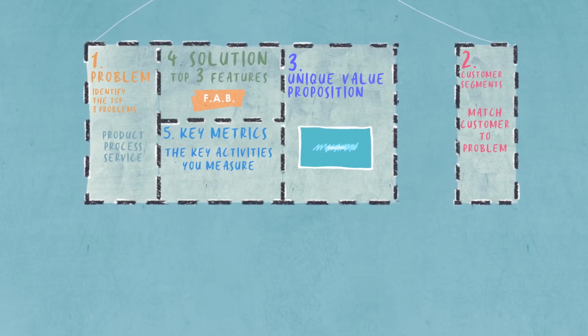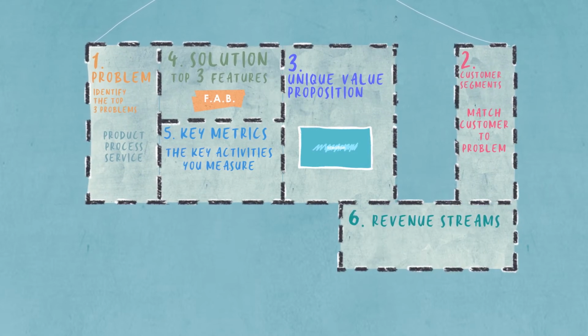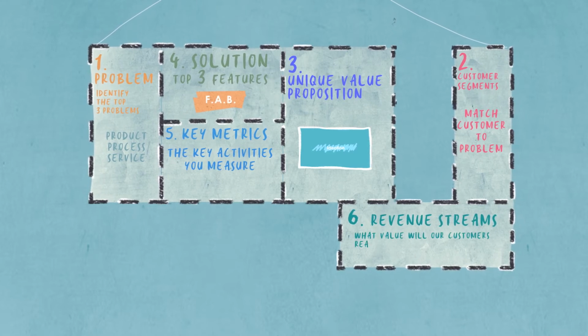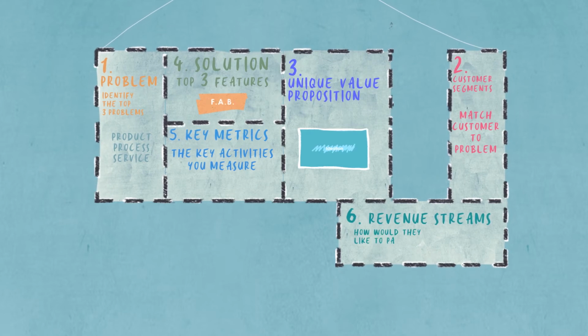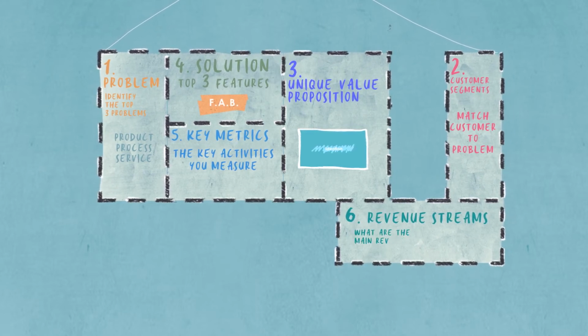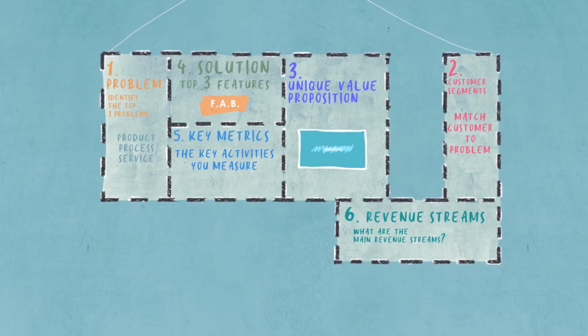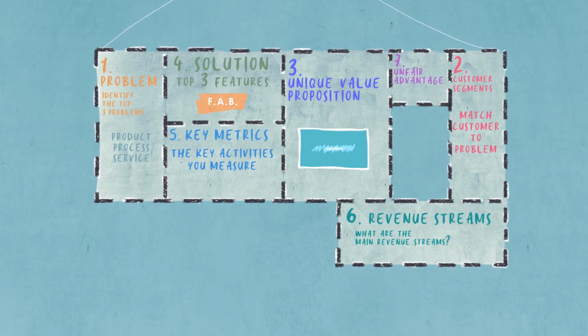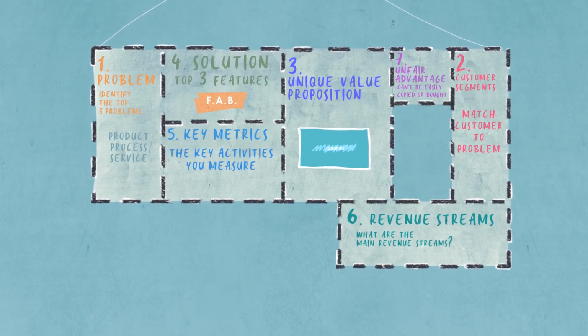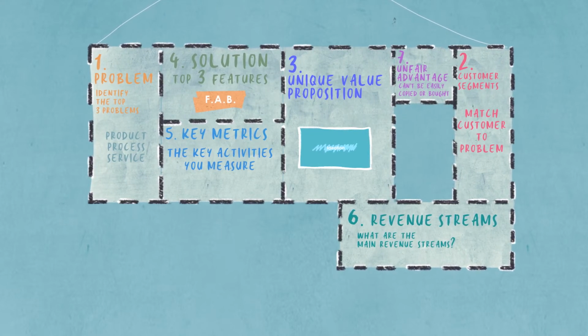In Box 6, we're looking at revenue streams. What value will our customers really pay for? How are they paying us today? How would they like to pay? And what are the main revenue streams? In number 7, think of the unfair advantage. What is it that can't be easily copied or bought that you can provide to the market?